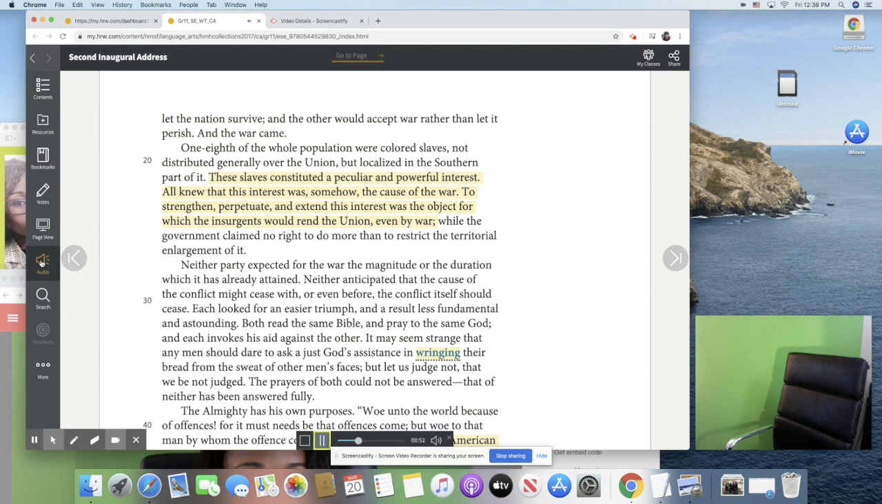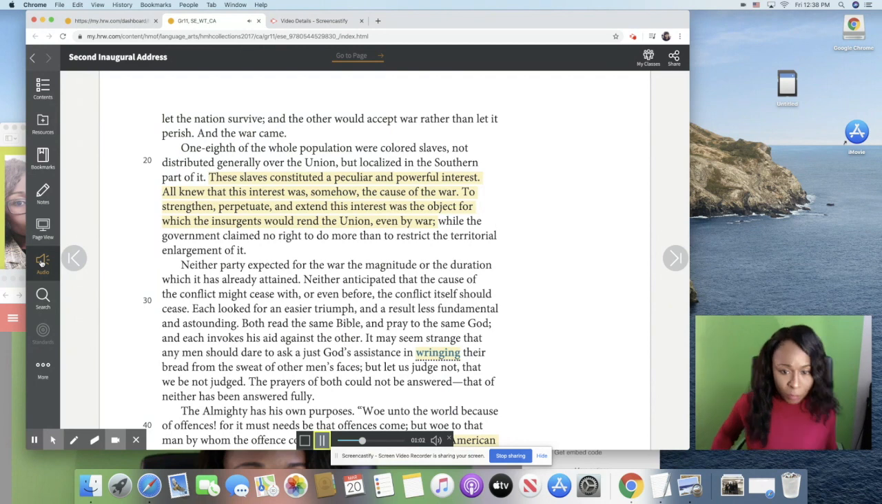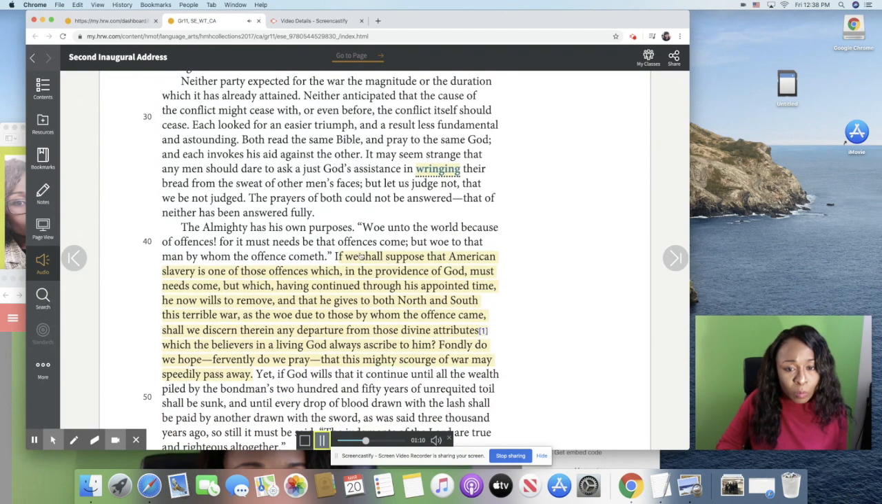Both read the same Bible and pray to the same God, and each invokes his aid against the other. It may seem strange that any men should dare to ask a just God's assistance in wringing their bread from the sweat of other men's faces. But let us judge not, that we be not judged. The prayers of both could not be answered.